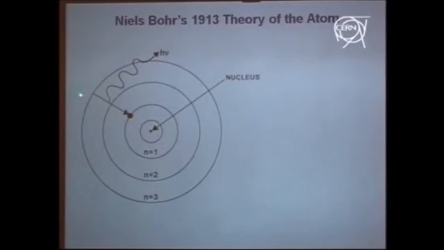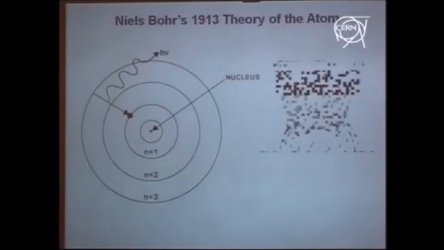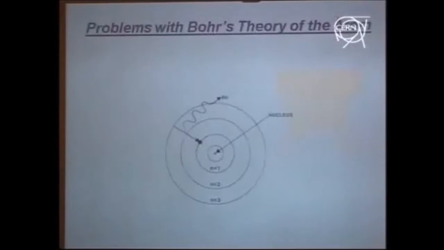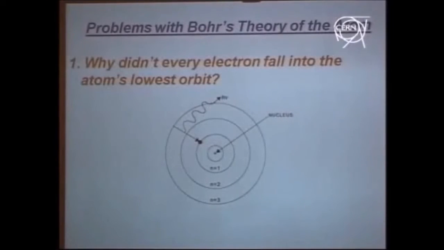And when an electron drops from a higher to a lower orbit, the atom emits light, which is registered in the laboratory as a spectral line. Now, despite the magnificent successes of Bohr's theory, some deep problems remained in it. First of all, why didn't every electron fall into the atom's lowest orbit?